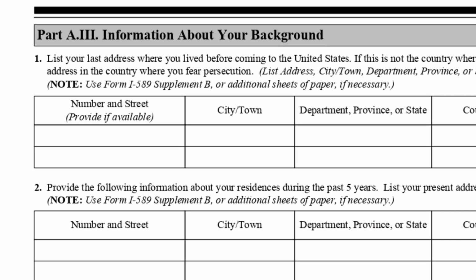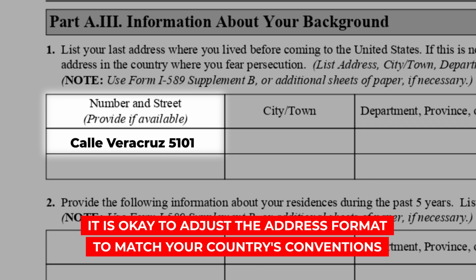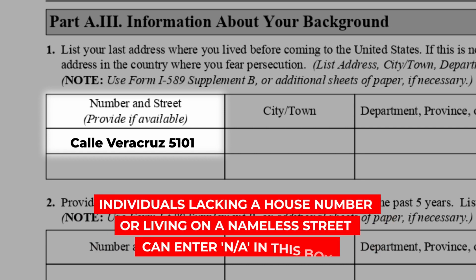On the left-hand side, it says number and street. This box is where you'll put the name of the street on which you lived, and if there's a house or apartment number associated with it, put that too. You can render it in the way that it's normally written in your country. In the United States, we usually put the house number before the street name, but it's the opposite in many countries. Write it however it's written in your country. Some people simply don't have a house number and might not even live on a street with a name at all. That's fine. In that case, just put N/A in this box.